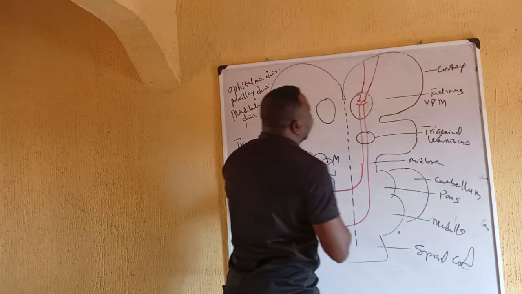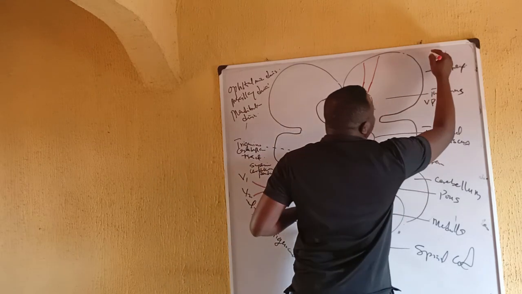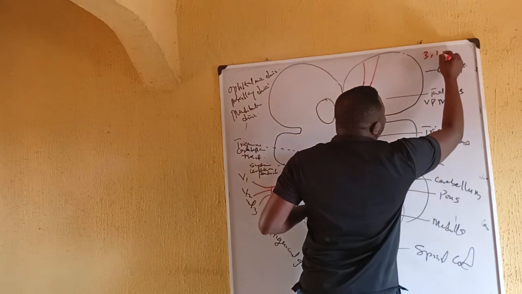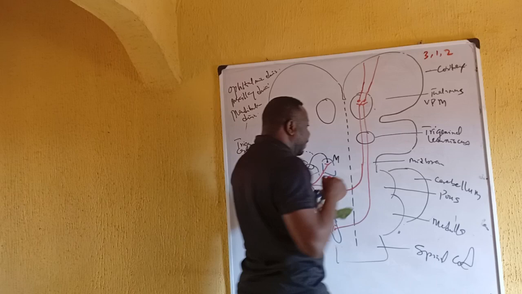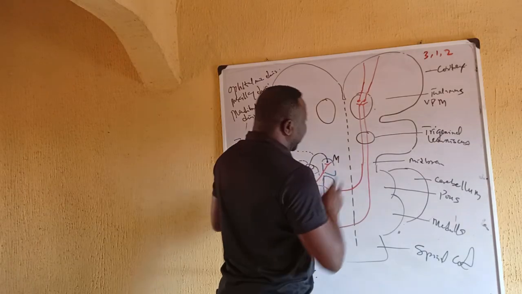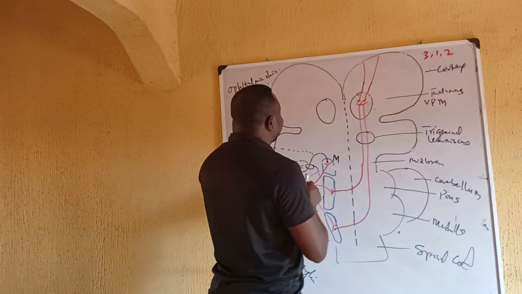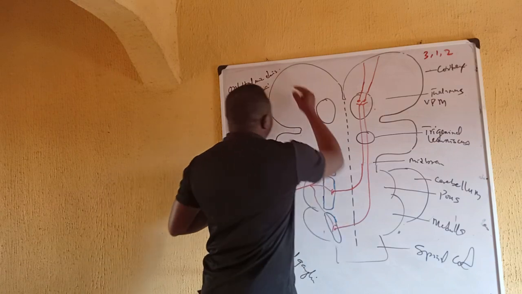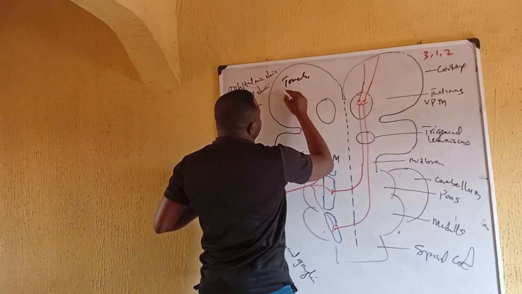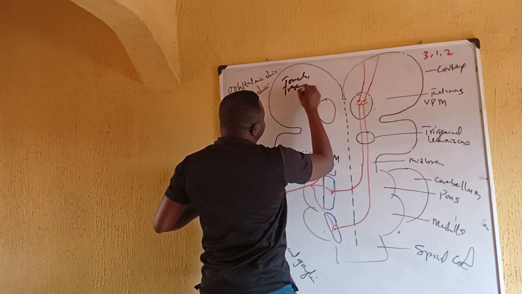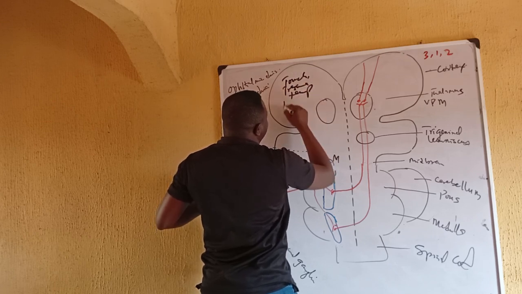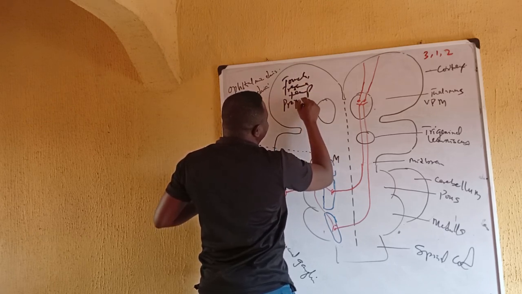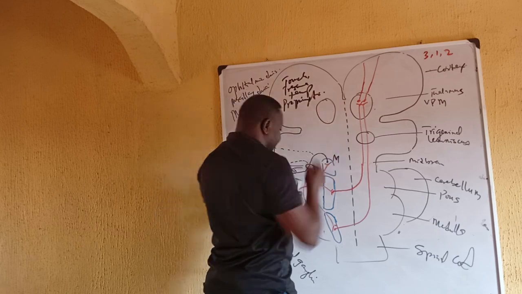The postcentral gyrus of the cerebral cortex is known as areas 3, 1 and 2 in the Brodmann's classification. So the function of the trigeminal pathway is that it carries information that has to do with touch, pressure, temperature, and proprioception.